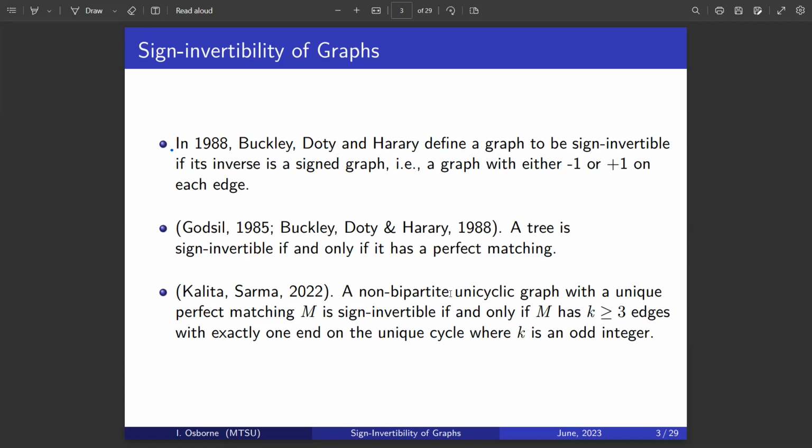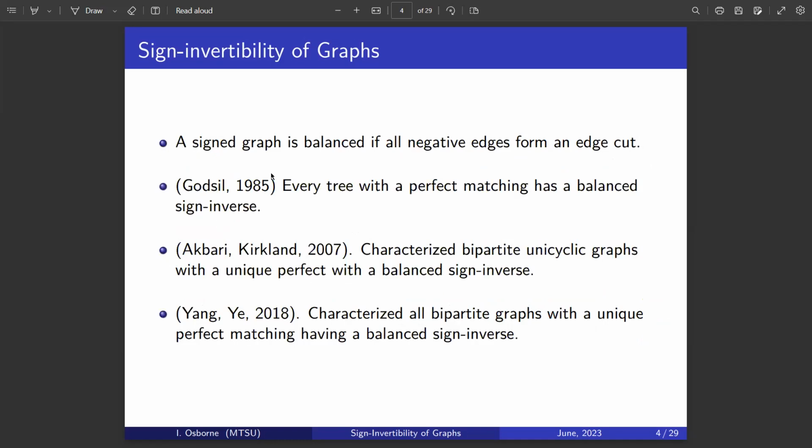There's been some progress made in this field, but not a lot. In the original paper from Buckley and Harary, they found that a tree is sign-invertible if and only if it has a unique perfect matching. And then there really hasn't been a lot of work done in this area since then, until Kalita and Sarma came up with the result in 2022 that found for non-bipartite unicyclic graphs, there is a case where it can be sign-invertible. There's been work around this, but ours is a more general scope than a lot of these.